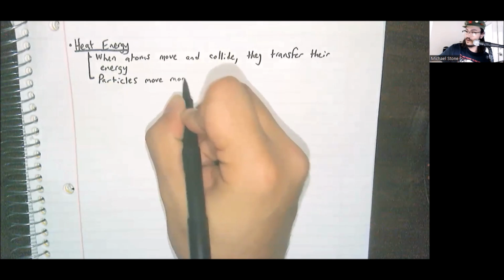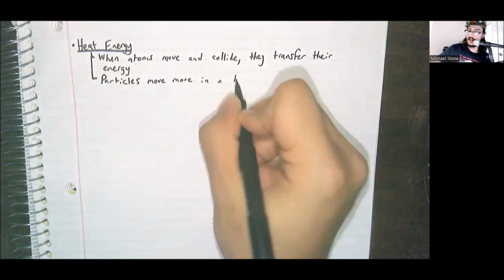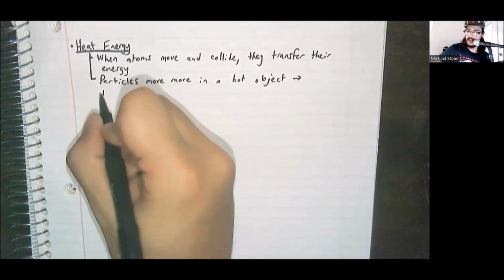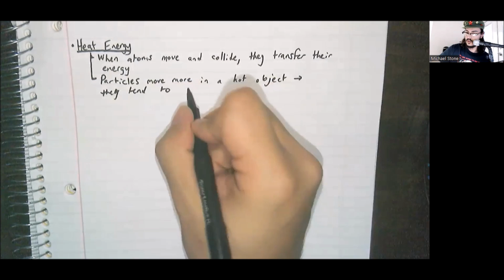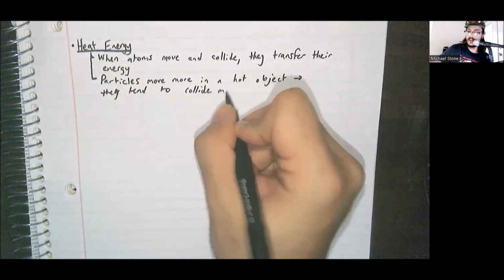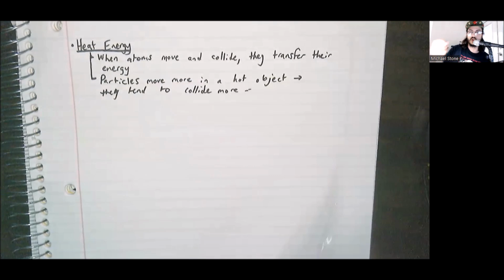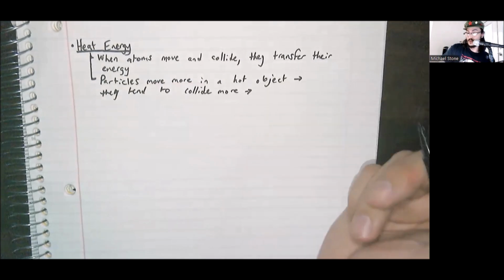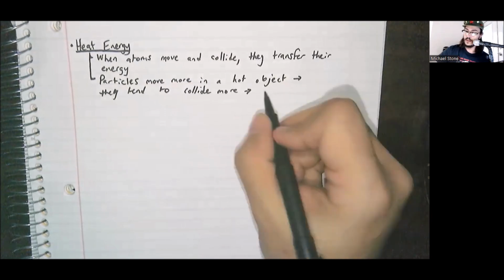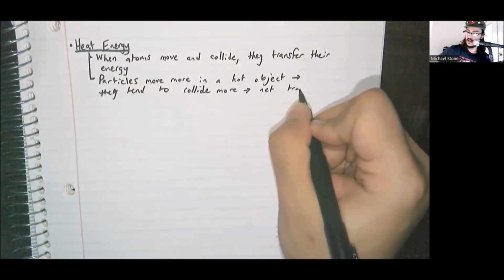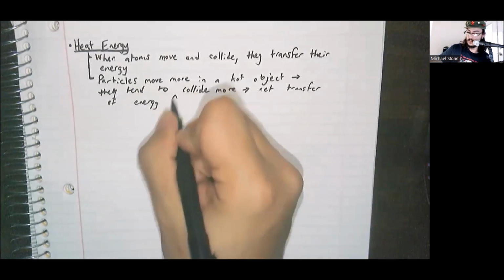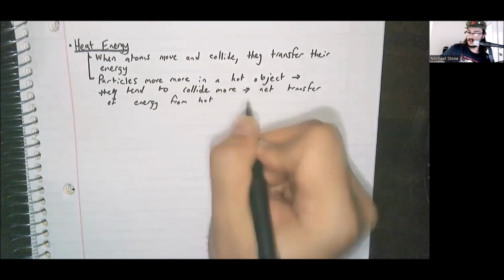So particles move more in a hot object. We've established this, but that means that they tend to collide more, giving them more opportunities to transfer their energy into these easier to hit targets. So you end up with a net transfer of energy from hot to cold.